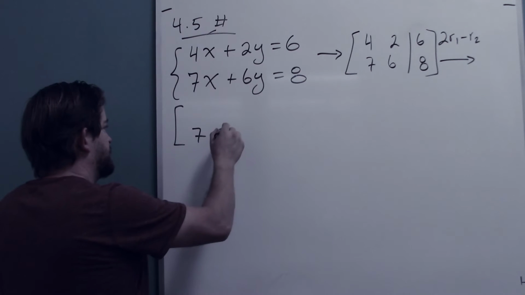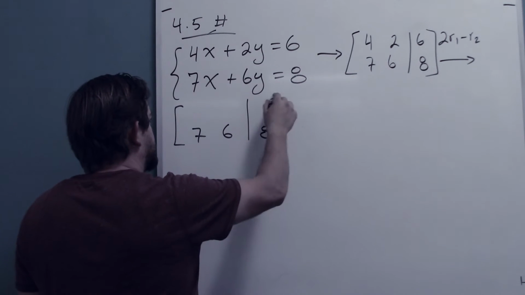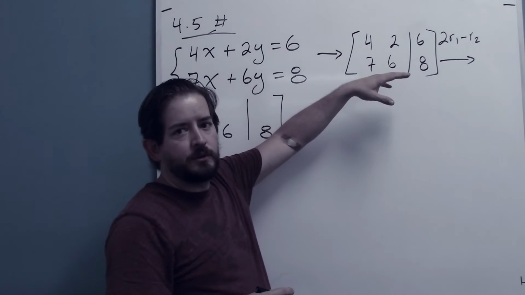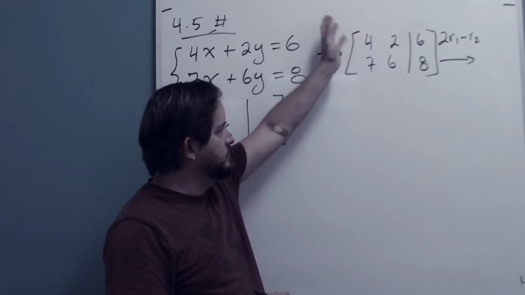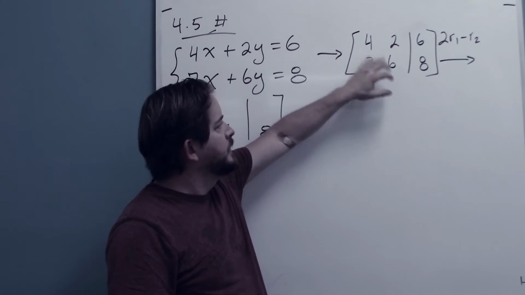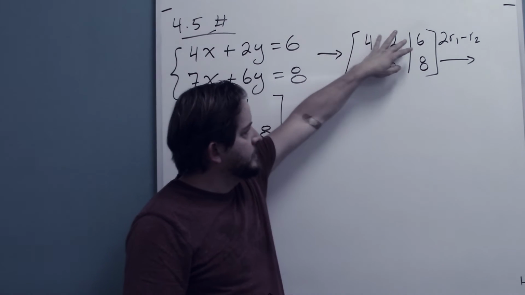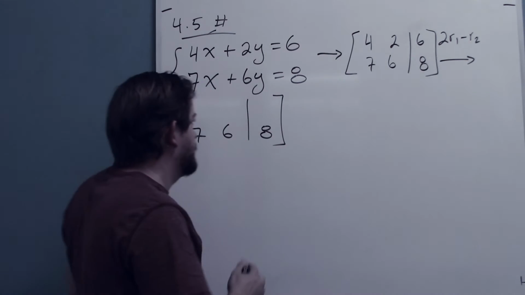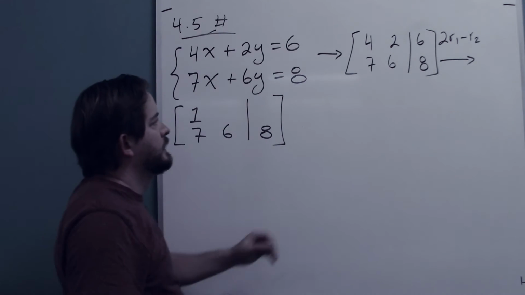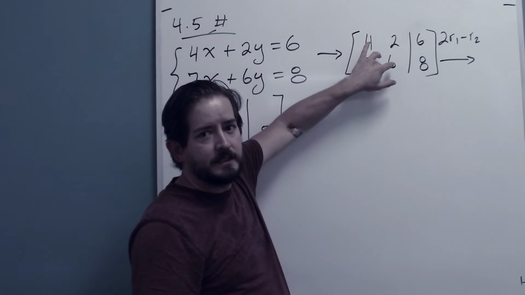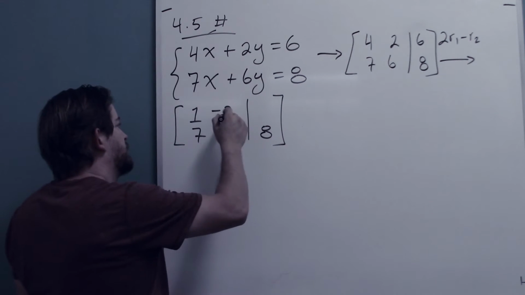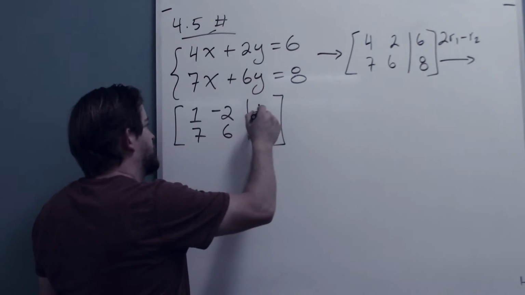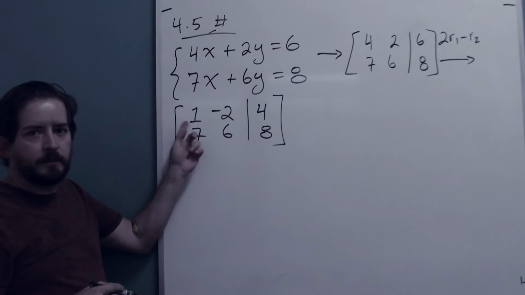So 7, 6, 8 on the bottom still. But here I'm doubling the top row and then subtracting the bottom row. Be careful with your arithmetic. You're doing basically 6 operations in a row here. You're going to double this, subtract that, double, subtract, double, subtract. So be careful with it, but double 4 is 8, minus 7 is 1. Double 2 is 4, 4 minus 6 is negative 2. And then double 6 is 12, subtract 8 is 4. And I've got the 1 where I want it.